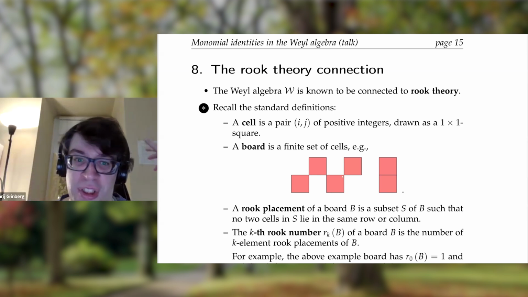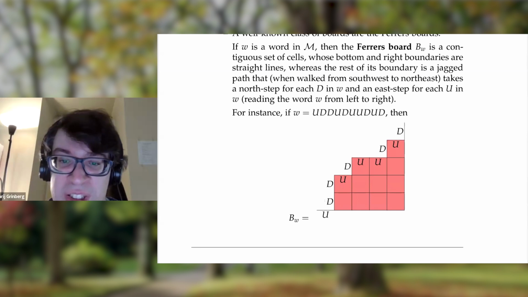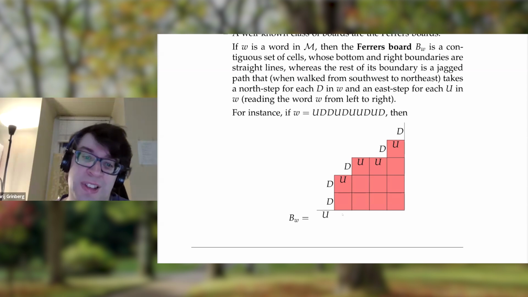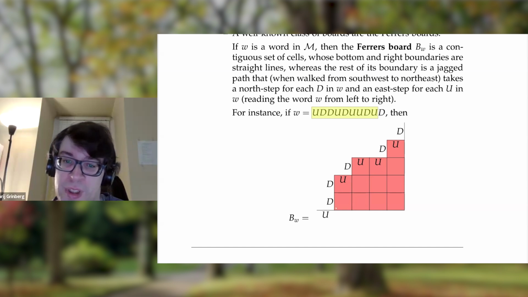And specifically, in general, you can choose any subset of cells, but we will be looking at what are called Ferrers boards, which are, in a sense, order ideals of a complete chessboard. Specifically, I can use a word of U's and D's as a way to describe a Ferrers board. Namely, I take a right step for every U and an up step for every D.